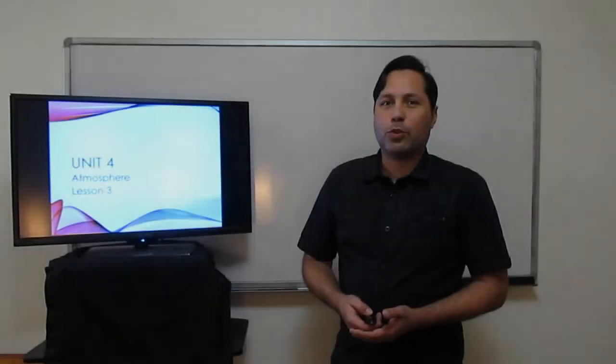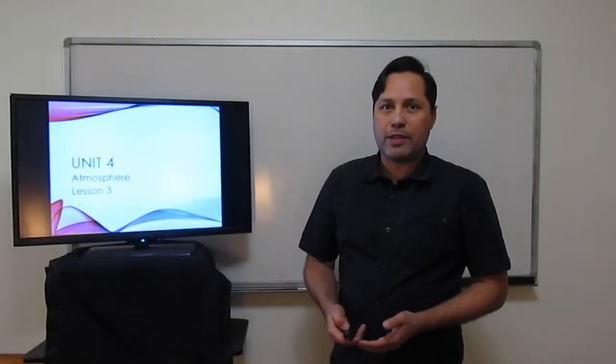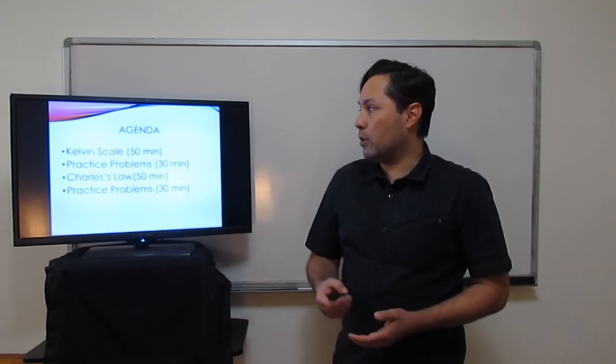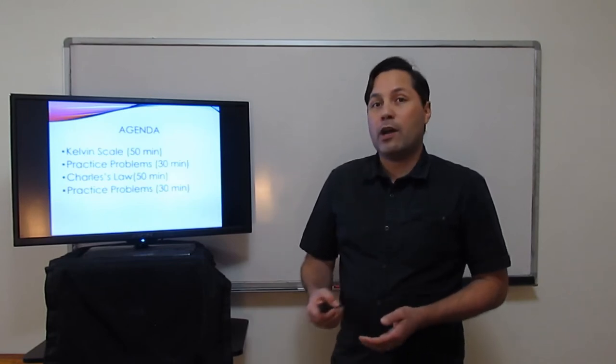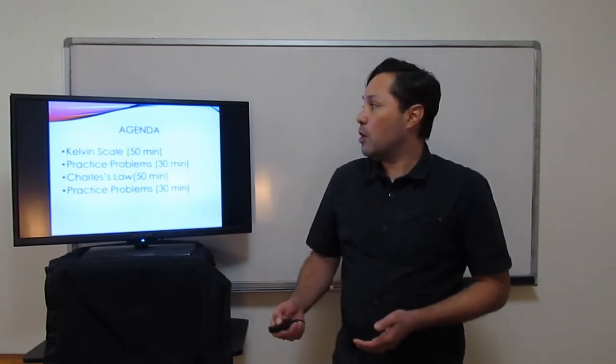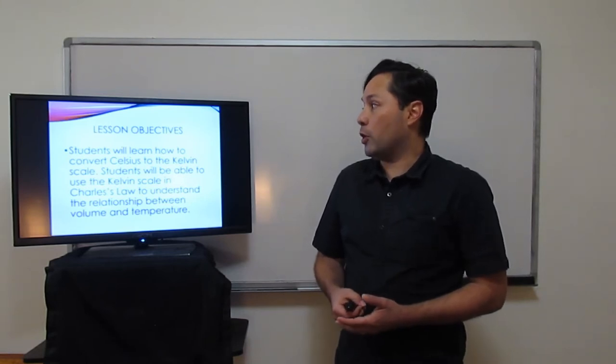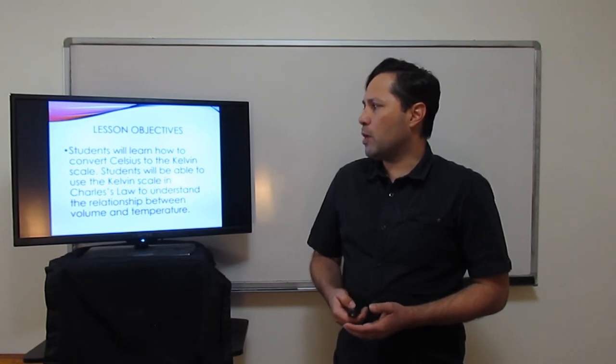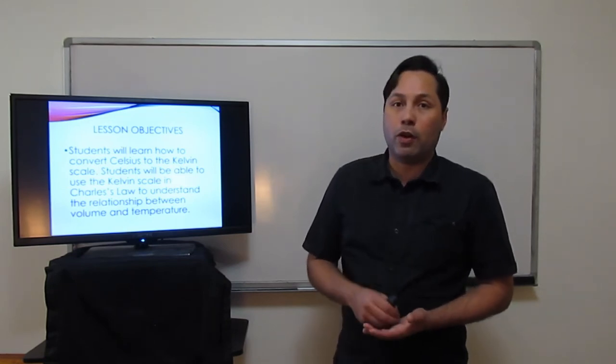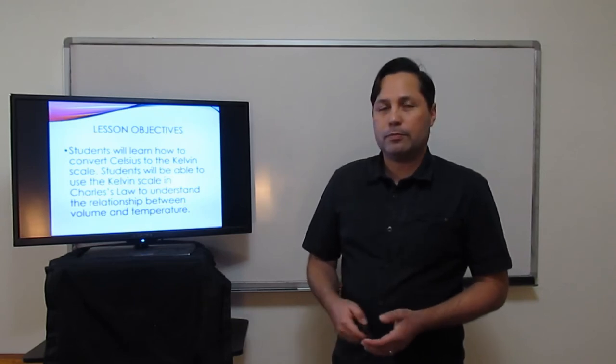Hi, this is lesson 3 for unit 4 in our chemistry class, and in this lesson we'll be talking about the Kelvin scale as well as how to solve Charles' law problems. Our lesson objective says students will learn how to convert Celsius to the Kelvin scale. Students will also be able to use the Kelvin scale in Charles' law to understand the relationship between volume and temperature.